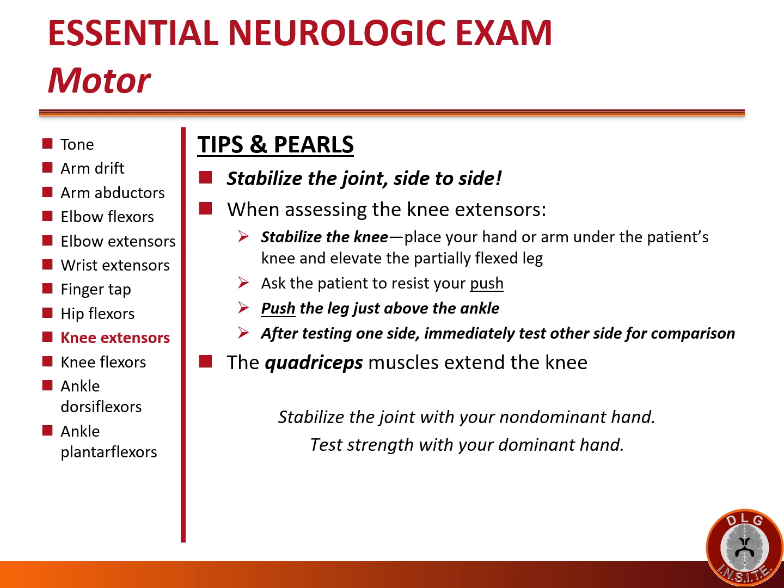Tips and pearls, motor, knee extensors. Stabilize the joint side to side. When assessing the knee extensors, stabilize the knee. Place your hand or arm, the non-dominant hand or arm, under the patient's knee and elevate the partially flexed leg. Ask the patient to resist your push. Then with your dominant hand, push the leg just above the ankle. After testing one side, immediately test the other side for comparison. The quadriceps muscles extend the knee.